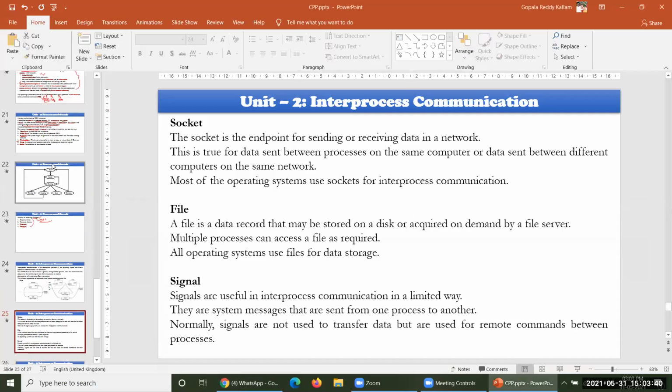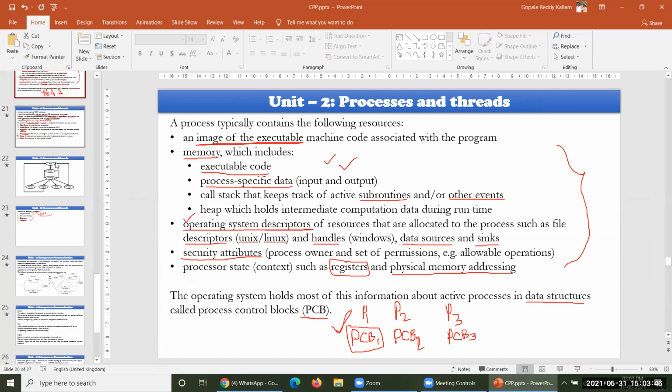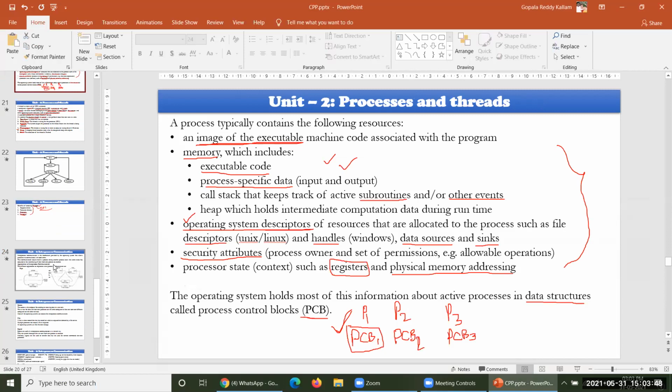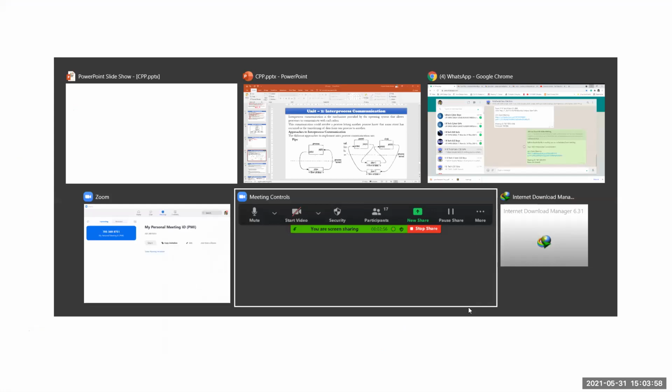In the previous class, we completed processes and threads, including the primitives of processes and threads. Today, I'd like to go ahead with the second concept of unit number 2, that is interprocess communication.